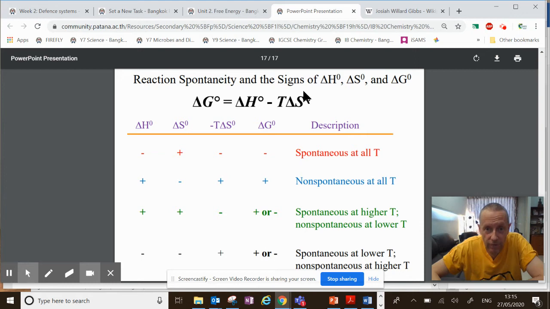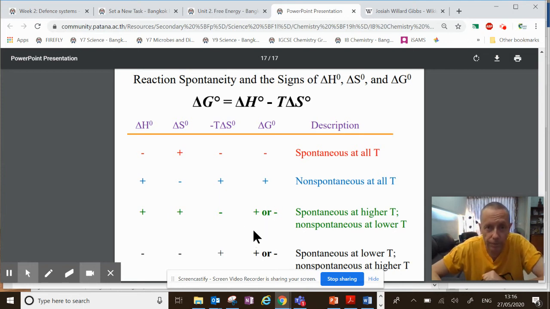To make the magnitude of this negative value sufficiently large, we need a large temperature value here. So at high temperatures, the negative of delta S here is going to give us a large negative number. So this will be spontaneous at high temperatures, but non-spontaneous at low temperatures. So it may or may not be a spontaneous reaction, depends on how high or low the temperature is.